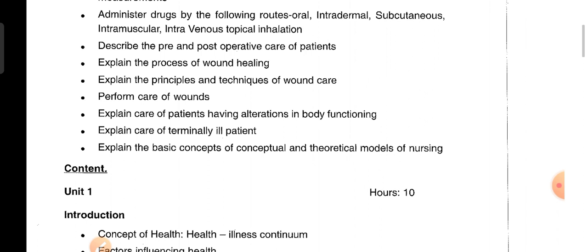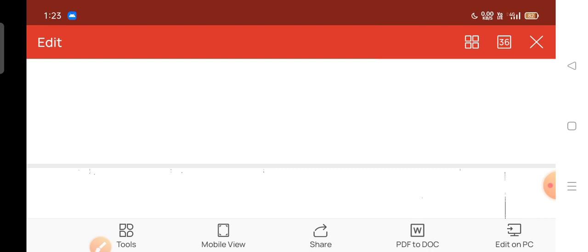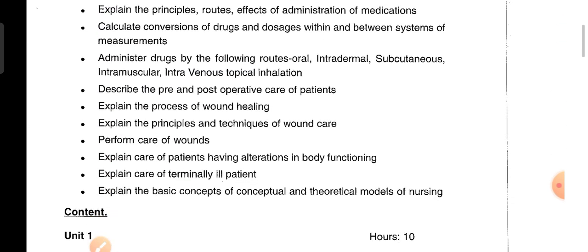Okay, so these are some of the learning objectives of the nursing foundation for the first year students. The first and foremost subject for every nursing student. It's clear, na? This is the backbone of the subject.